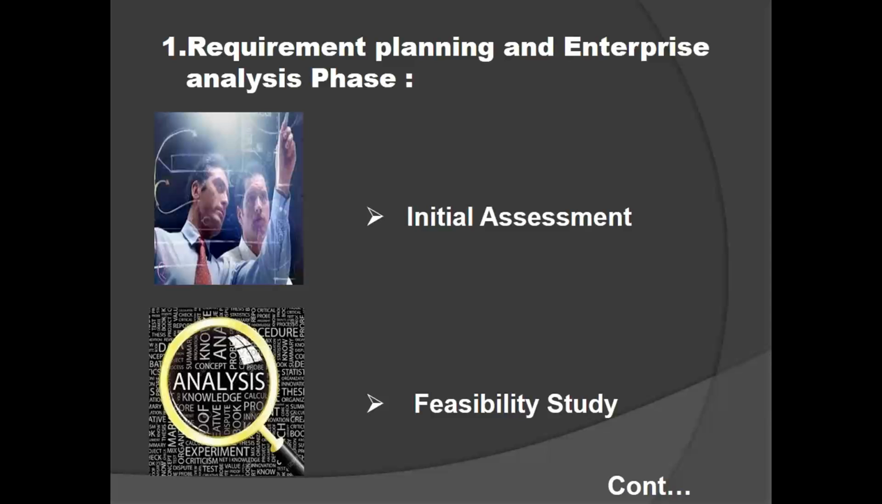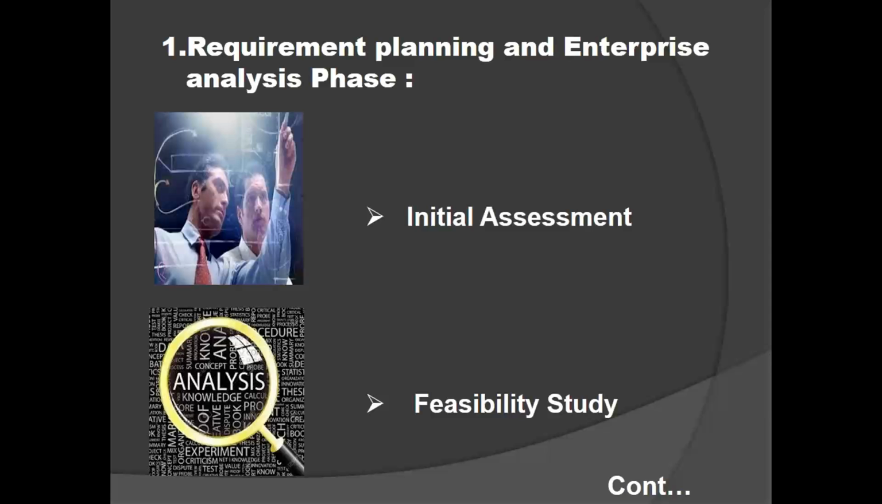So feasibility study in the sense, there will be 4 parameters in the feasibility study. Each and every requirement has to satisfy these 4 parameters. If any one of these parameters is missing, then we are not going to keep that requirement in the development process. Okay. So what are those 4 parameters?